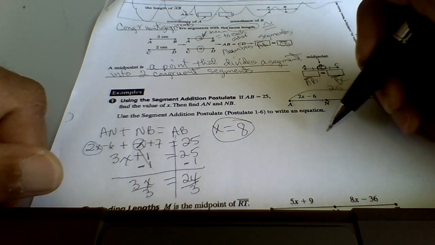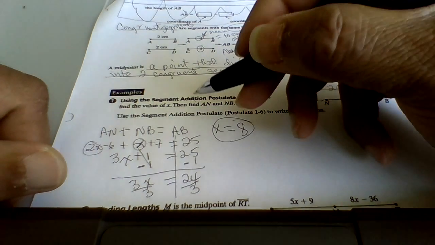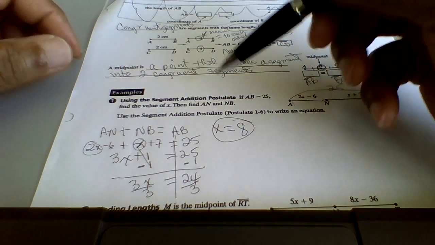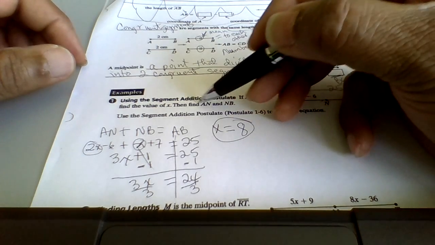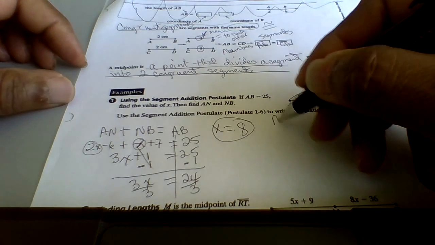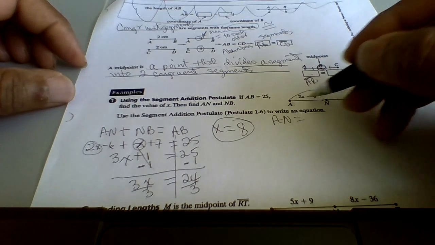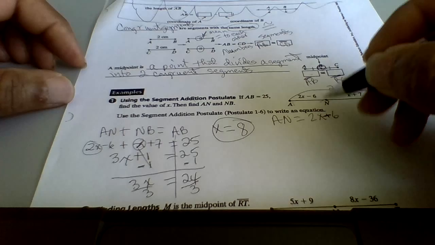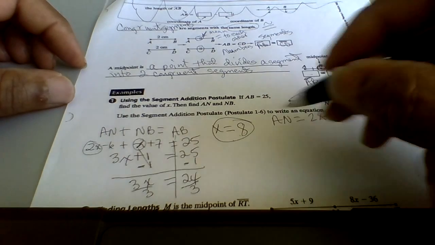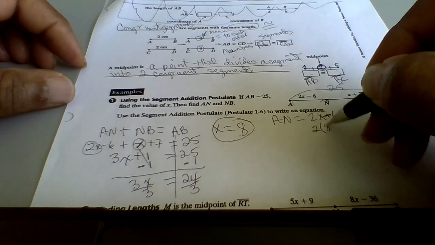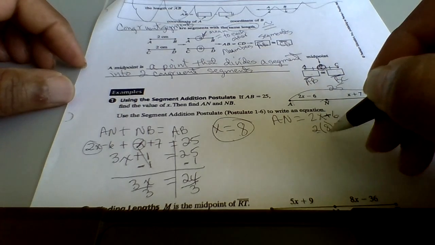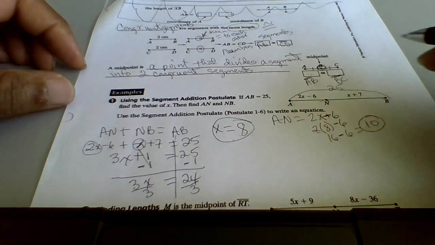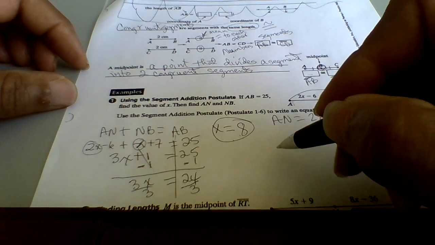Now, most of you would end right there, but what you have to make sure that you do is go back and read the problem again to make sure that you answered everything. So you see here, I need to find AN. So AN was 2x minus 6, and x we found out was 8. So in the place of the x, I'm going to put 8, and 2 times 8 is 16, take away 6. So AN is equal to 10. Make sure you come back and do that.